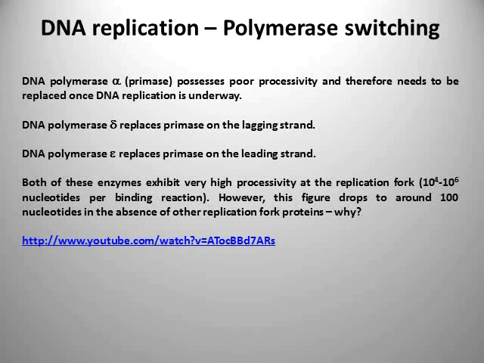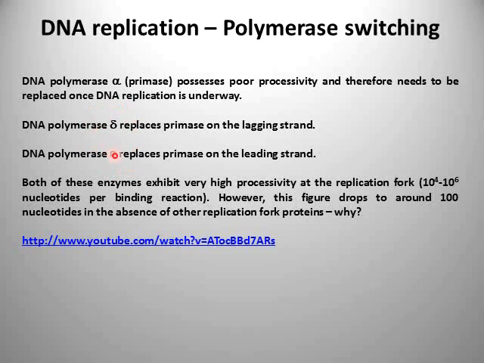So once you've got the process of DNA replication going, once primase has made the RNA primer that's needed to form the primer template substrate structure, it's replaced by the cell. And it's replaced in humans with two polymerases, DNA polymerase delta, which replaces primase on the lagging strand, and DNA polymerase epsilon, which replaces primase on the leading strand. So once primase has fulfilled its role, it's got replication going, delta replaces it on the lagging strand, epsilon on the leading strand.